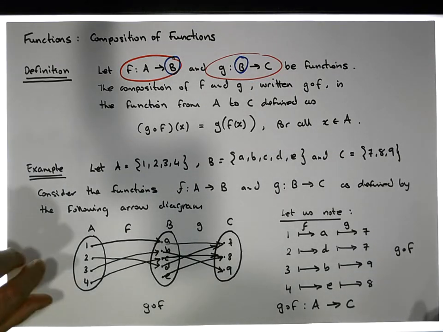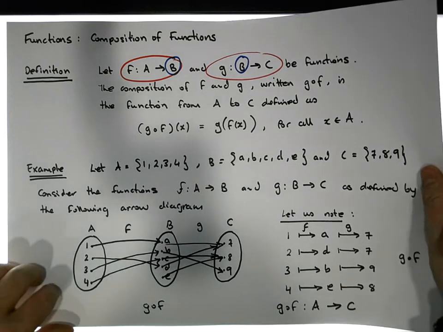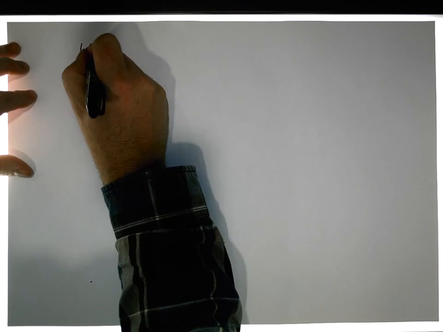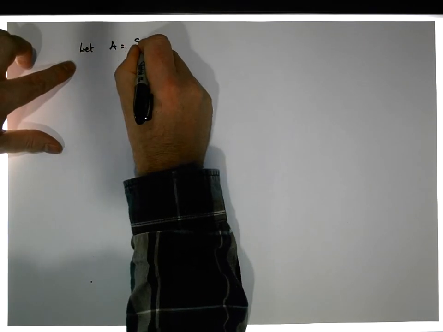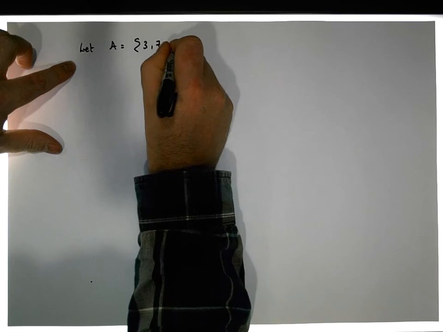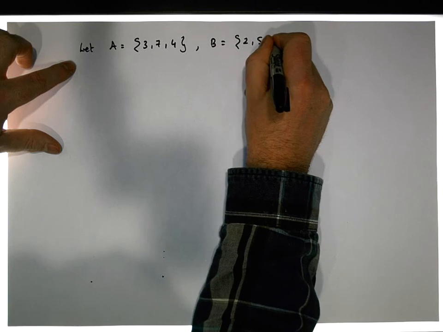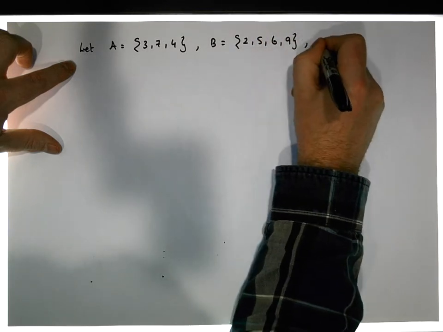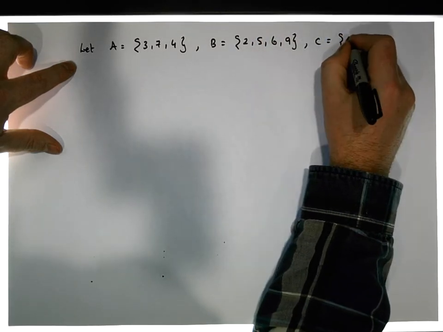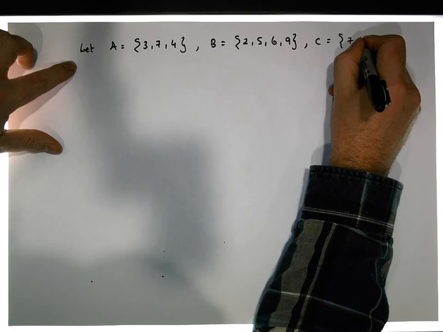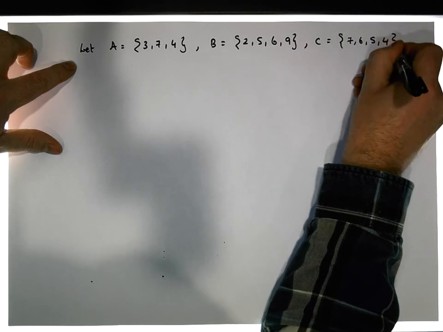Okay, let's have a look at another example. We'll continue with this particular scenario. So let's say we have something like this. Let A equal the set 3, 7, and 4. Let B equal the set 2, 5, 6, and 9. And let C equal the set, let's say, 7, 6, 5, and 4, for argument's sake.